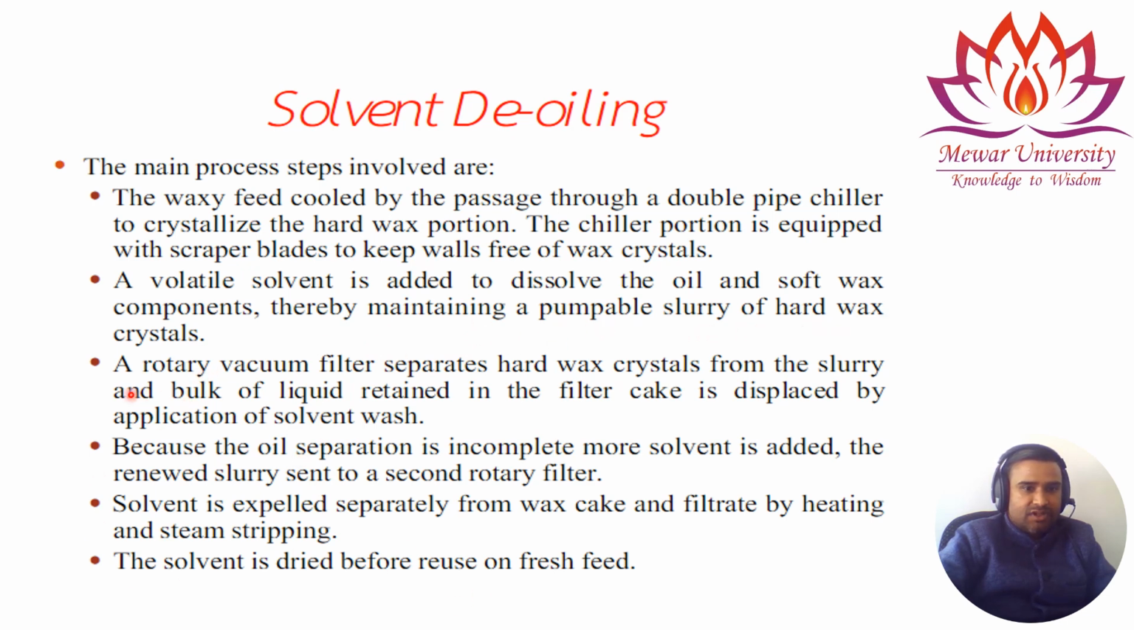In the third step, the rotary vacuum filter separates hard wax crystal from the slurry, and the bulk of the liquid is retained in the filter cake, and that is displaced by application of solvent wash. Because the oil separation is incomplete, more solvent is added. The renewed slurry is sent to the second rotary filter, and solvent is expelled separately from the wax cake and filtrate by heating and steam stripping. In the final step, the solvent is dried before reuse with fresh feed.